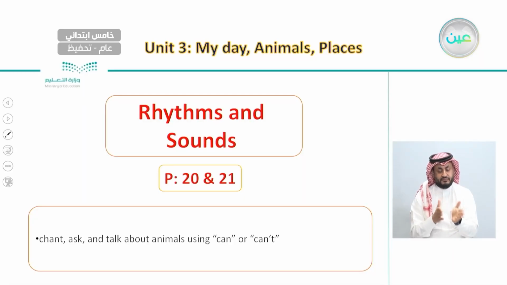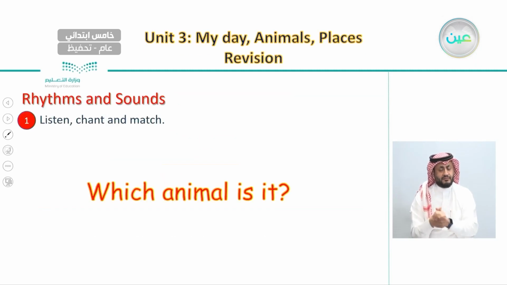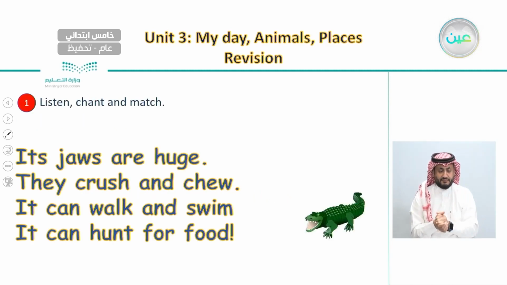And after this, we had the rhythms and sound lesson on pages 20 and 21. Our goal was to chant, ask, and talk about animals using can or can't. So we listened to a chant that is called, Which Animal Is It? Let's listen to this chant and then we'll continue.